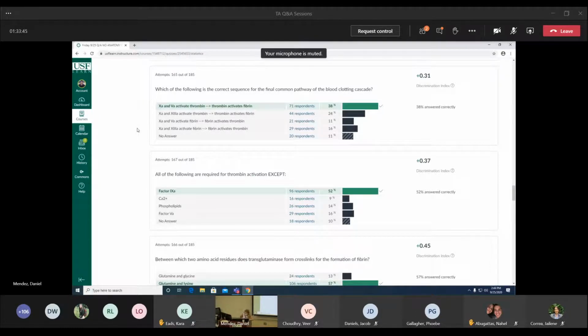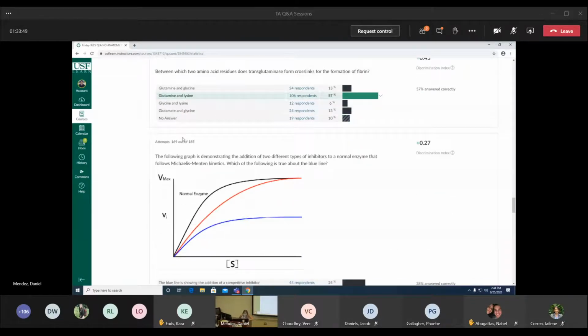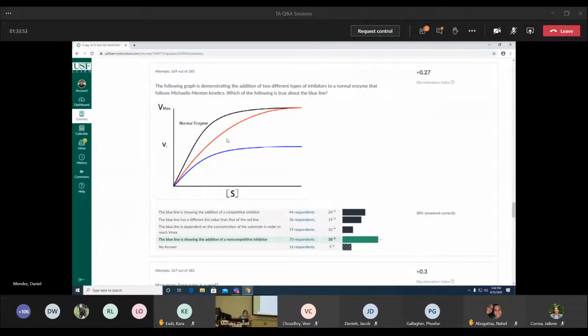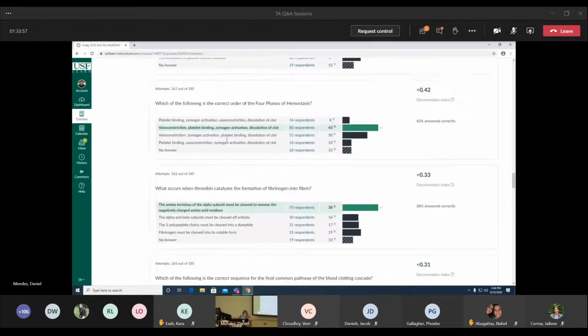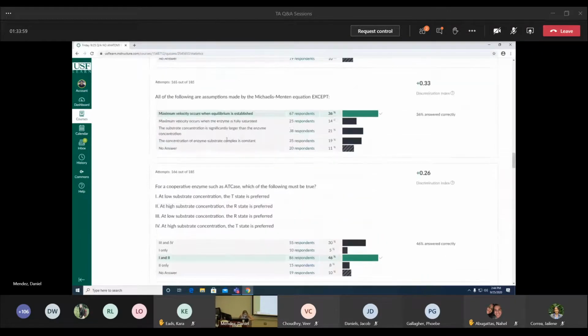Why do we need to have more substrate concentration than enzyme concentration for the assumptions of Michaelis-Menten? For this question? We accept, okay. Yeah, okay.